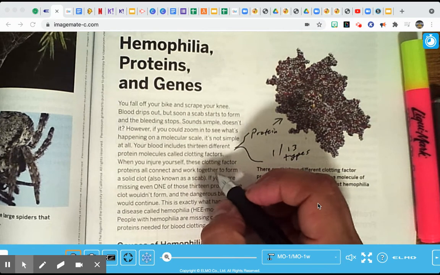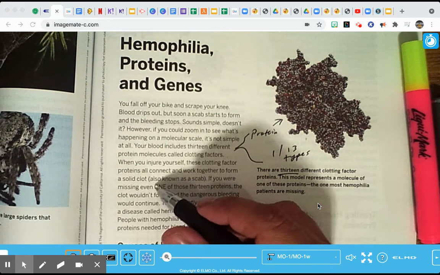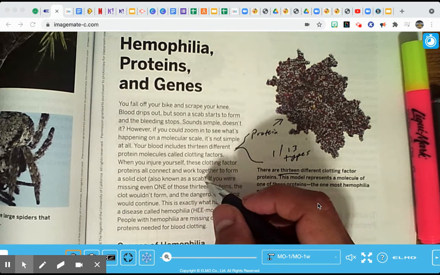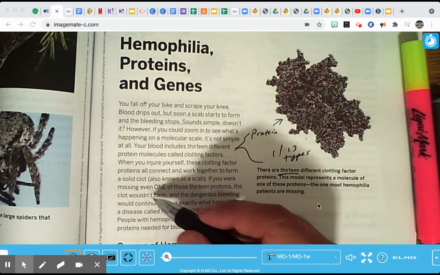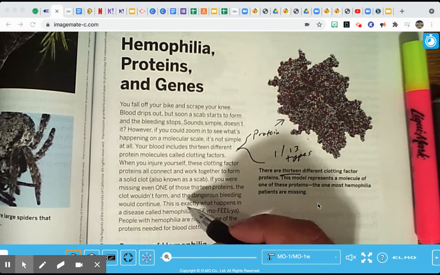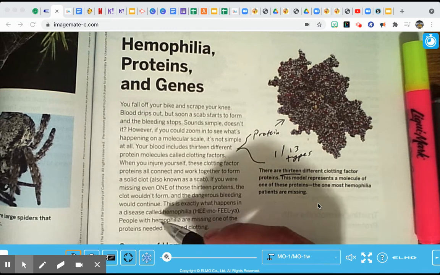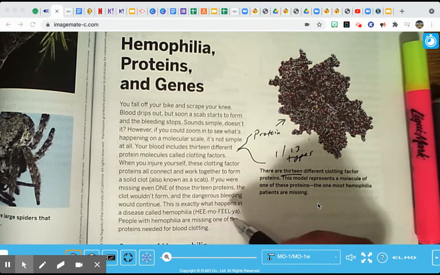When you injure yourself, these clotting factor proteins all connect and work together to form a solid clot known as a scab. If you were missing even one of these 13 proteins, the clot would not form and the dangerous bleeding would continue. This is exactly what happens in a disease called hemophilia. People with hemophilia are missing one of the proteins needed for blood clotting.